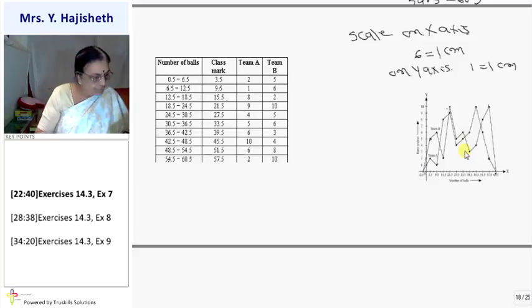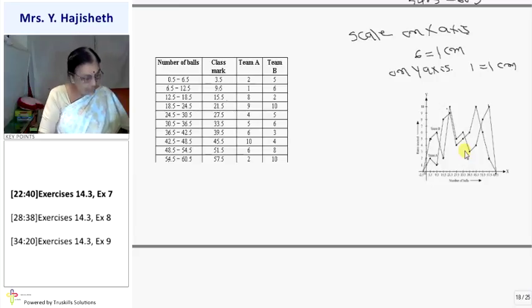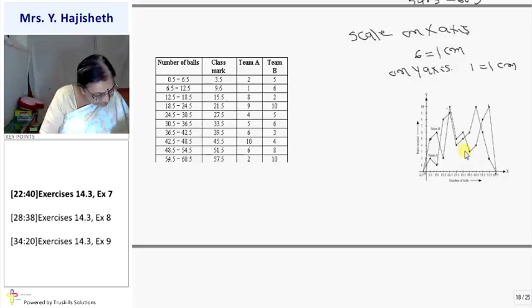Okay? The question is, here there is no question. Compare the performance of two? No, nothing is said. You have to draw only the frequency polygon on the same graph, and that we have constructed.